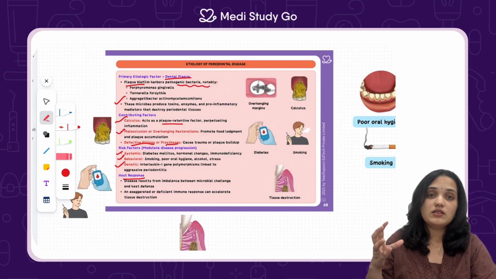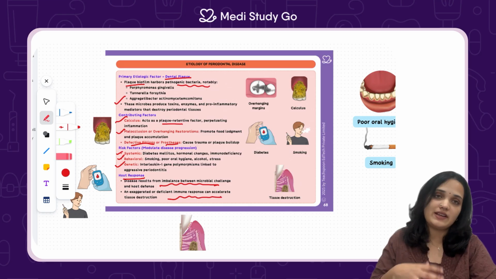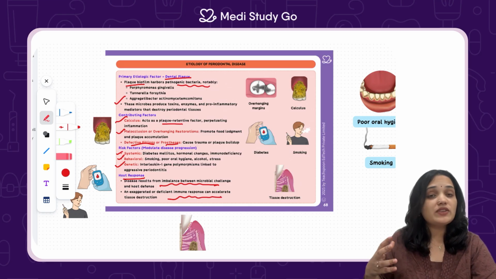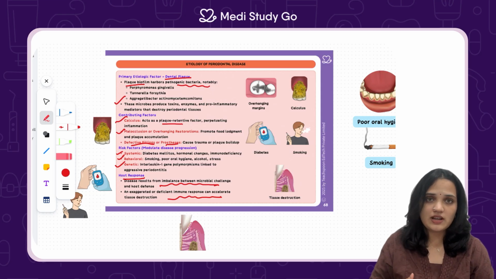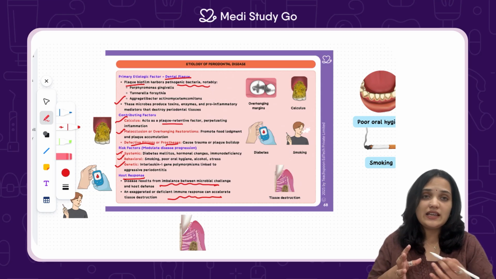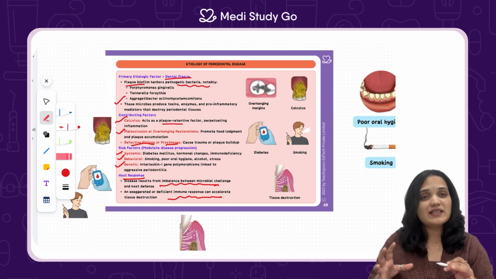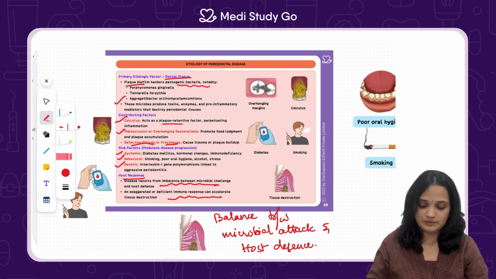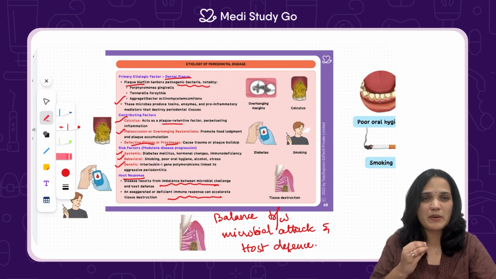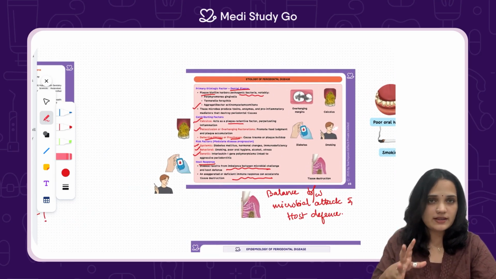And this is the most important part. Disease is not just because of the bacteria, it's because of how your body reacts to the bacteria. So if the immune response is exaggerated, it causes more tissue destruction. And if it is weak, infection will still continue. So it's basically a balance between microbial attack and the host defense. Once you see it like this, you don't really need to memorize the etiology part. You can understand it like a flow.